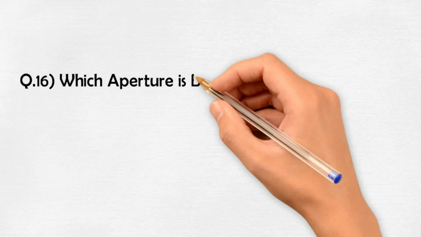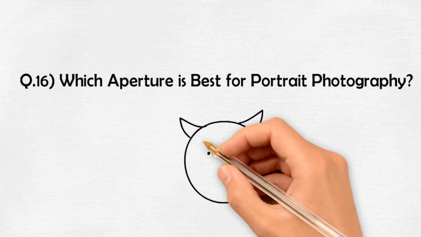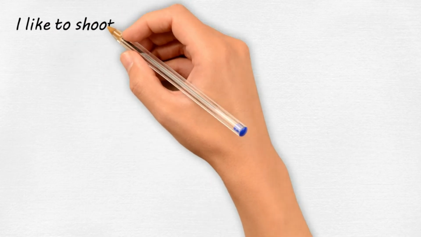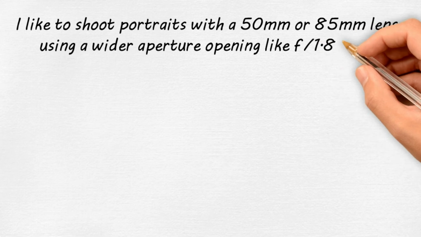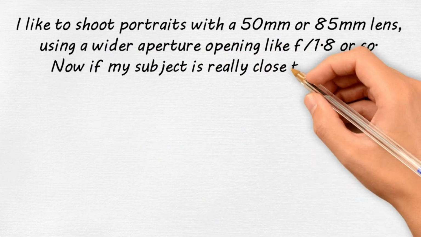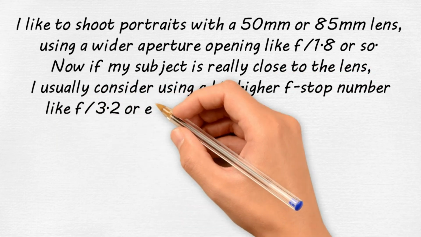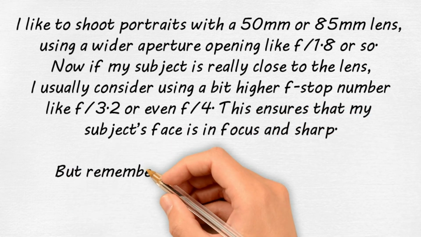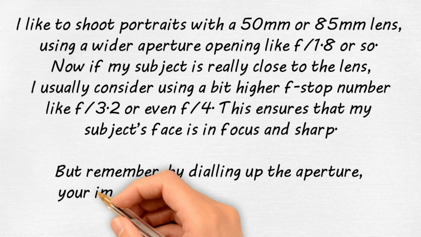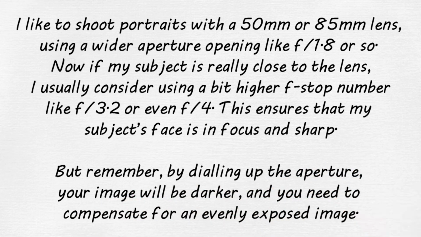Question number 16. Which aperture is best for portrait photography? I like to shoot portraits with a 50mm or 85mm lens, using a wider aperture opening like f/1.8 or so. Now if my subject is really close to the lens, I usually consider using a bit higher f-stop number like f/3.2 or even f/4. This ensures that my subject's face is in focus and sharp. But remember, by dialing up the aperture, your image will be darker, and you need to compensate for an evenly exposed image.